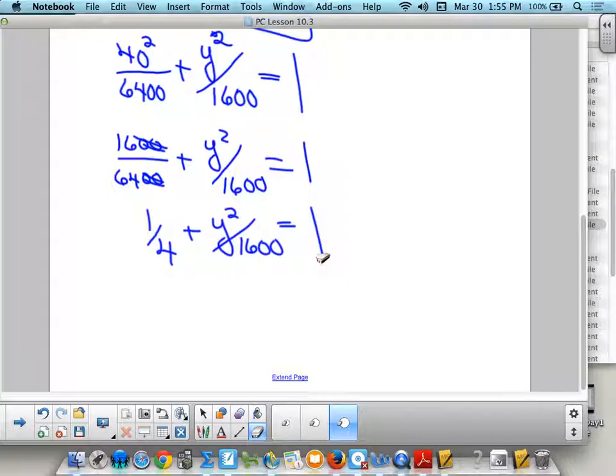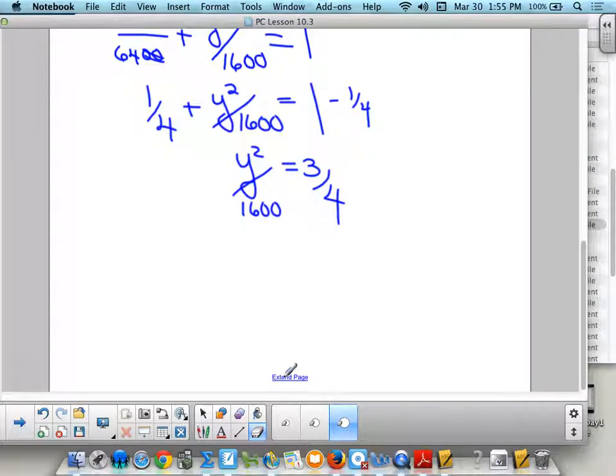Solve the equation. What are you going to do? Yeah, get the y squared all by itself. Move that over, minus 1/4. You get 3/4 equals y squared over 1600. What'd you do from here though? Take it to 1600 on both sides. You multiply by 6400? Well, I did it totally different than what you did. Okay, so you would multiply by 6400.